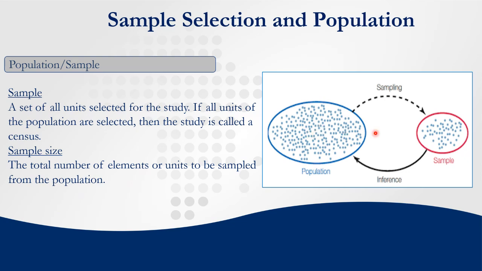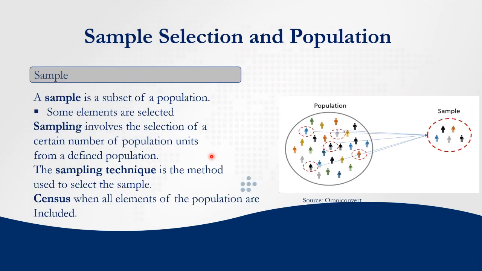Once you've selected a sample, the sample is not the population, but what you will observe from the sample is going to paint a picture about the population. You want to generalize. So the sample size will be the total number of units that you will sample. So a sample is a subset. As you can see, you have the total, then you select the subset, and then sampling is that process where we are selecting, and there are techniques that we can use to select.